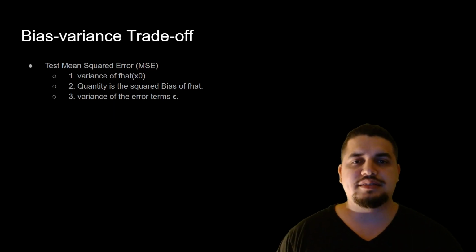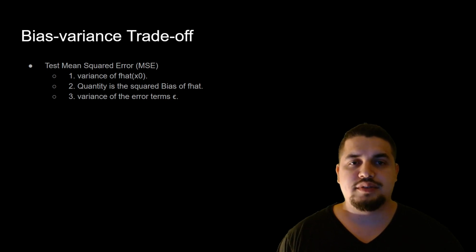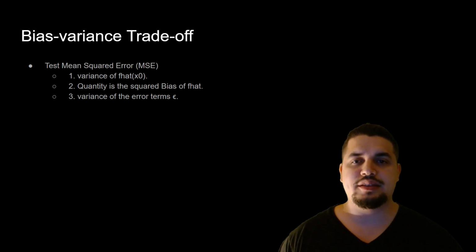The expected test mean squared error for a given value, x sub 0, can be decomposed into the sum of three fundamental quantities. The first quantity is the variance of f hat of x sub 0. The second quantity is the squared bias of f hat. And finally, the variance of the error terms. To minimize the expected test MSE, we need to select a statistical learning method. This learning method should simultaneously achieve low variance and low bias.